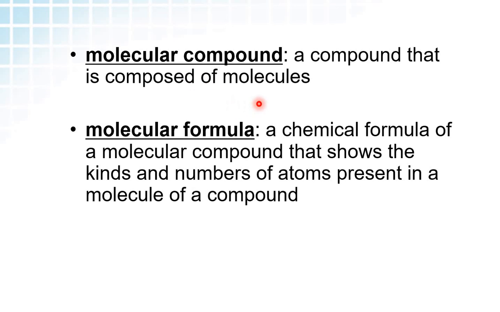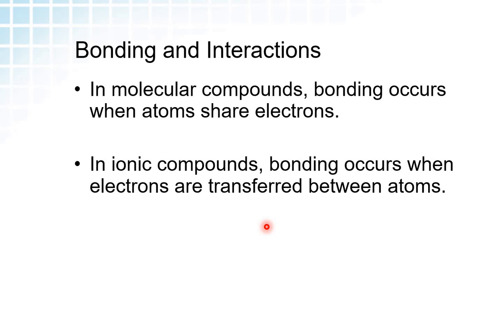A molecular compound is a compound that is composed of molecules. A molecular formula is the chemical formula of a molecular compound that shows the kinds and the numbers of atoms present in a molecule of a compound. And in general, in bonding and interactions, in molecular compounds, bonding occurs when the atoms share electrons, but in ionic compounds, bonding occurs when electrons are transferred between atoms, and there are attraction forces between positive and negative charges.